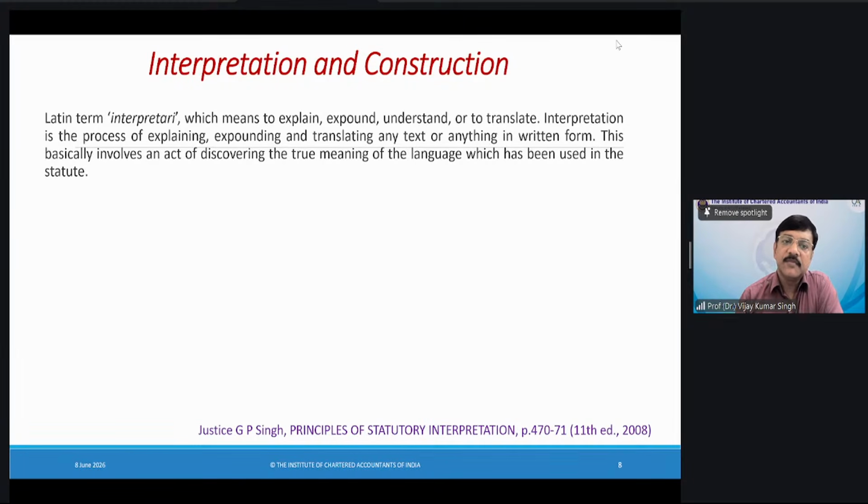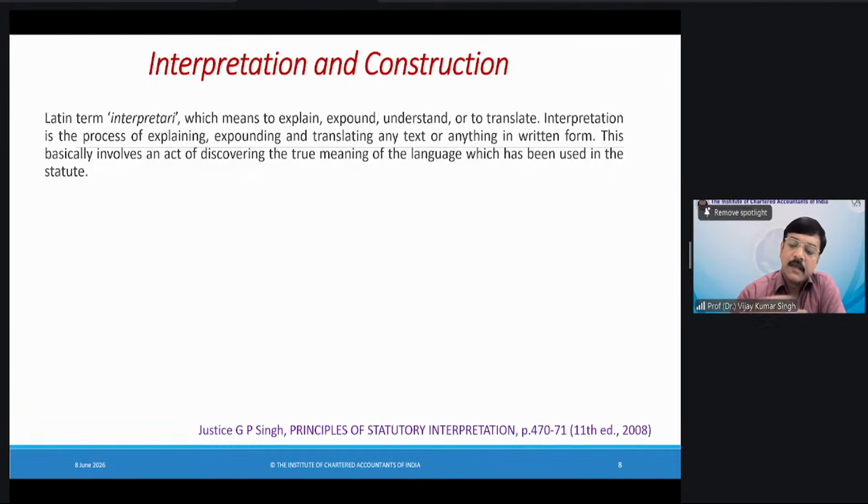The Latin term interpretari basically means to expound, understand, or translate. So interpretation is coming from there, right? Interpretation, if I have to define, is the process of explaining, expounding, and translating any text or anything in written form, right? Now, this basically involves an act of discovering the true meaning of the language which has been used in the statute.